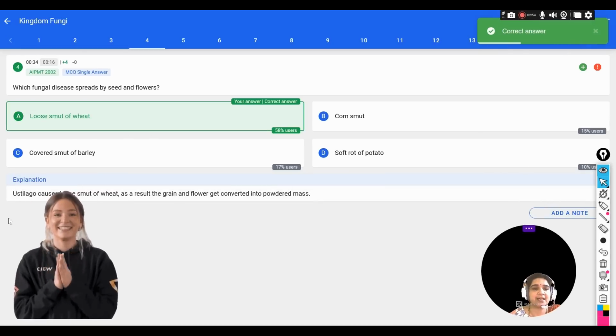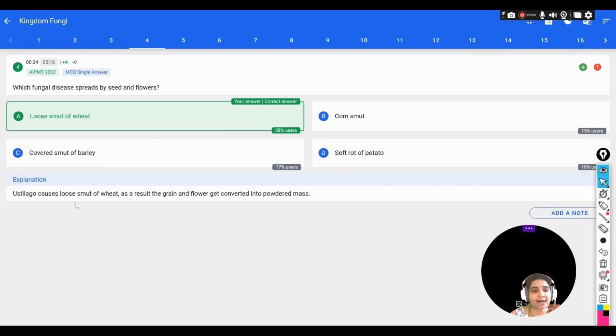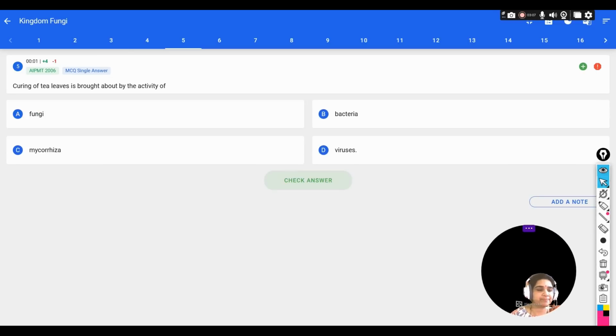So let us check. Yeah. So Ustilago causes what is called loose smut of the wheat. As a result, the grain and the flour get converted into a powdered mass. Okay. So now let us see the next question.